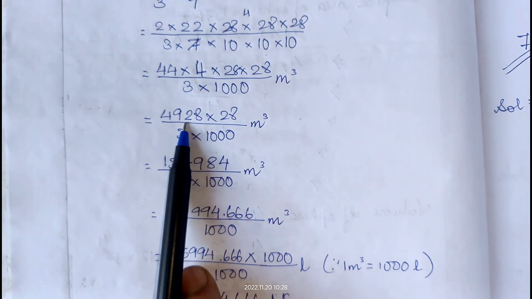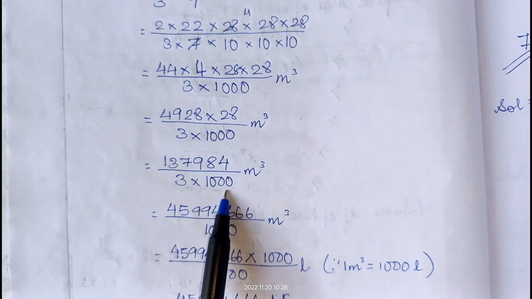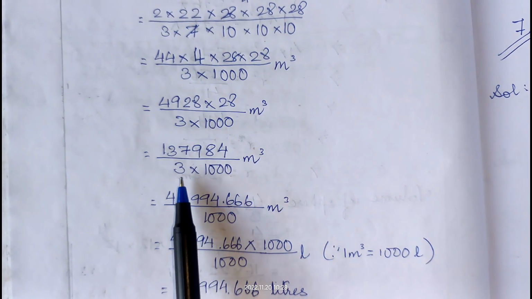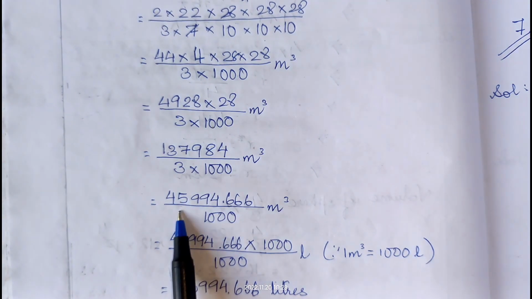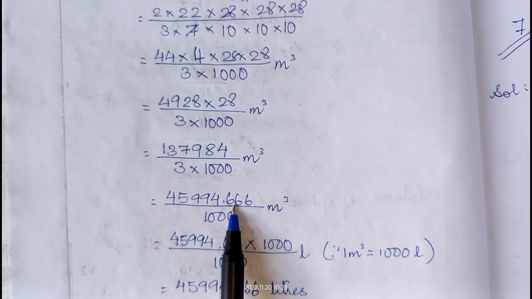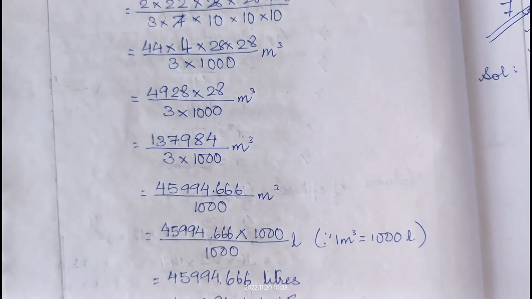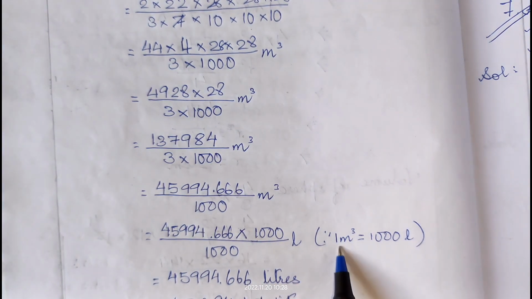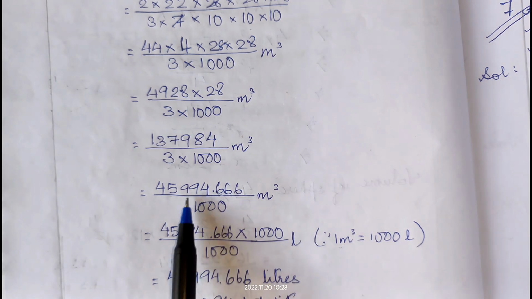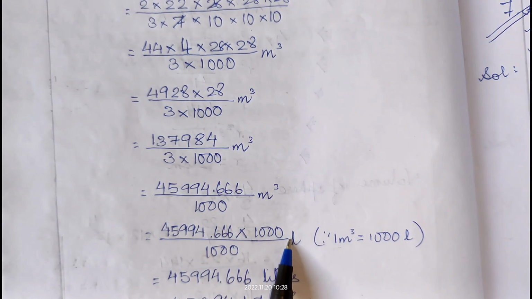If I multiply these two, again I am going to get 137984 divided by 3 into 1000 meter cube. If 137984 is divided by 3, it will give 45994.666 divided by 1000 meter cube. Now, since we have to find the capacity, it should be in liter, and we know 1 meter cube is 1000 liter. So, we have to multiply this one by 1000, then we can express it in liter.